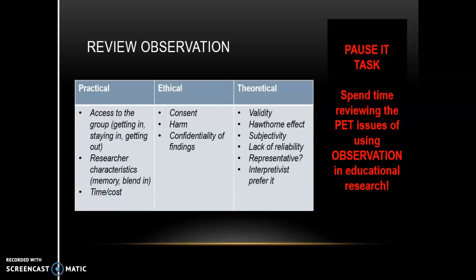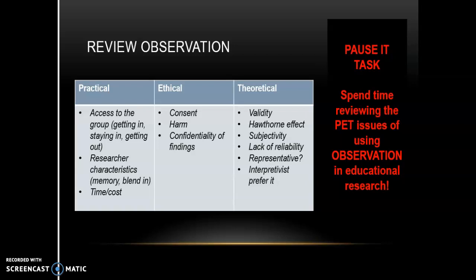So here's some of the practical, ethical, theoreticals that you might have come up with. So practically, can you get access to the group? So think about getting in, staying in and getting out when you are doing the observation. It's really important to consider the researcher characteristics. So do they need to have a good memory? Do they have physical characteristics that will allow them to blend in? Do they need that? Is it covert? Is it overt? And obviously, we have got the time and the cost to participate in that type of research.